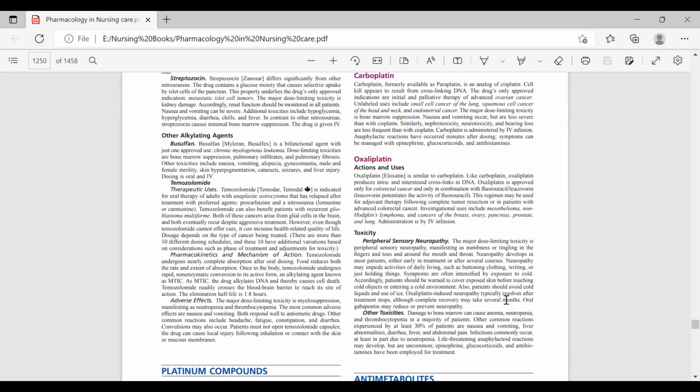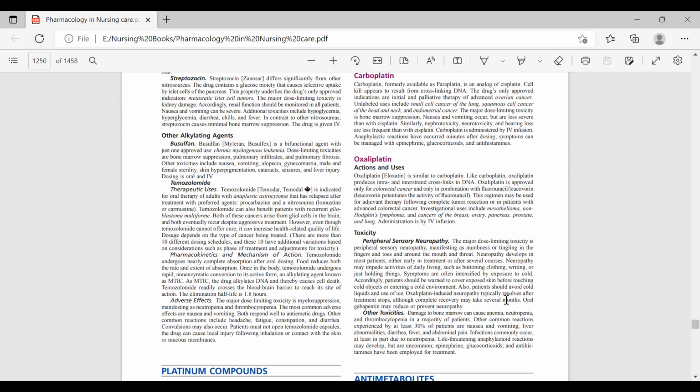The other alkylating agent includes busulfan. Busulfan is again a bifunctional agent and approved for use in chronic myelogenous leukemia. Dose limiting toxicity includes bone marrow suppression, pulmonary infiltrates, and pulmonary fibrosis, and other toxicities include nausea, vomiting, alopecia, gynecomastia, male and female sterility, skin hyperpigmentation, cataract, seizure, and liver injury.